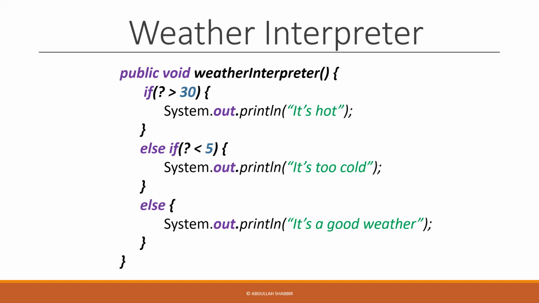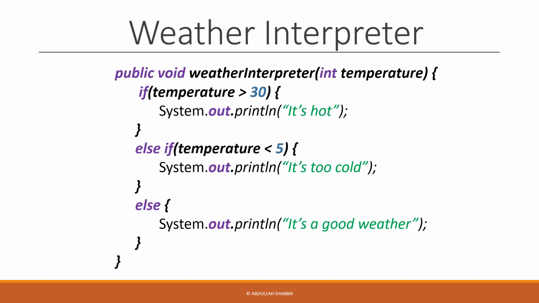And finally, if none of our conditions match, then our else condition will be executed and we will print out it's a good weather. But what is this question mark doing here? This question mark should actually be our parameter that we as a user need to pass to the function in order to correctly interpret the weather. So I will create a new parameter inside the parentheses of my function definition and call it temperature. Note that it's an int this time. And now I can use this temperature instead of the question mark inside my if and else if conditions.